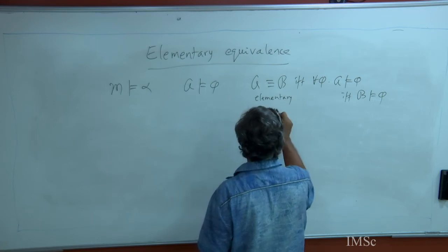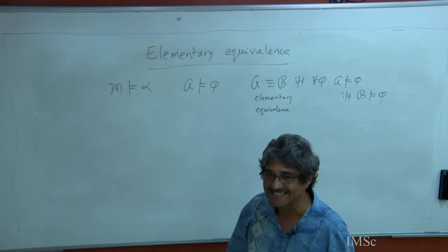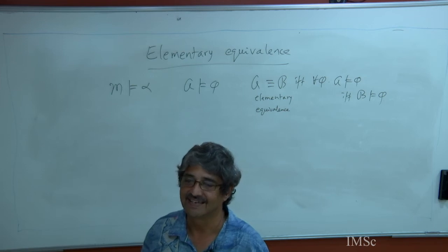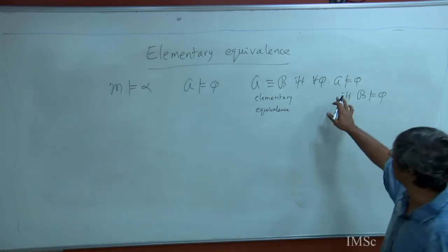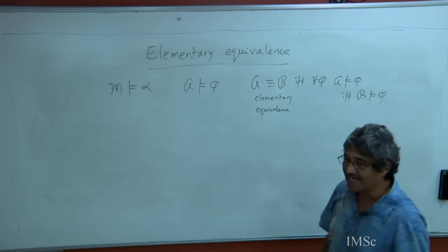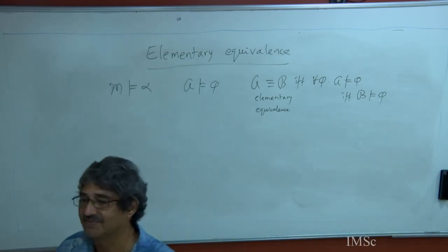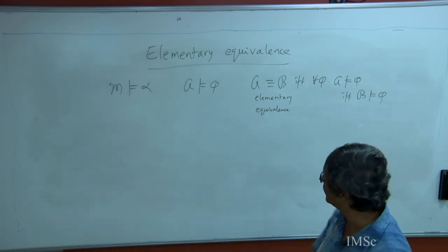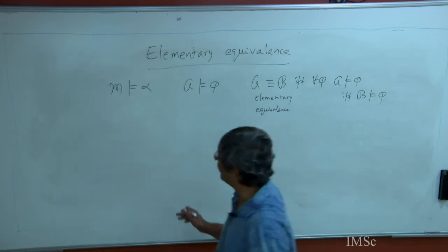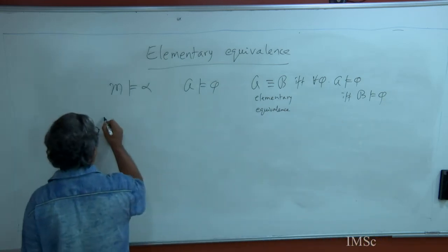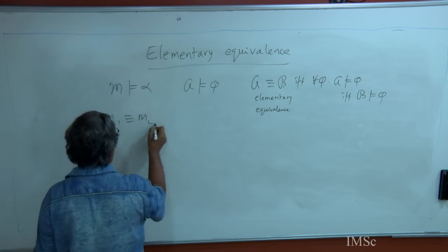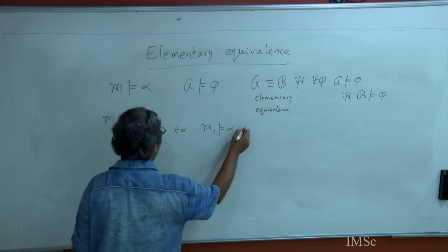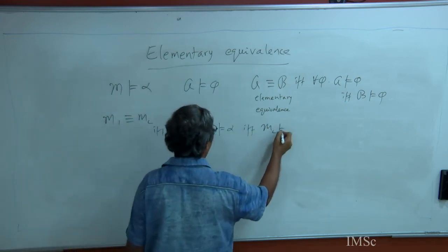Basically, it says that your language cannot distinguish between these structures, right? That's what it says. Take all sentences, they both satisfy the same sentences, right? That's exactly what it's saying. Is it clear? This is a natural equivalence relation induced by the semantics. Now, of course, I have to define it for formulas. So, M1 is equivalent to M2 if and only if for every formula alpha, alpha is true in M1 if and only if alpha is true in M2.